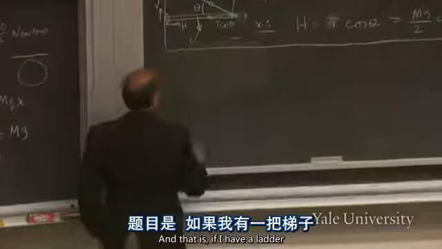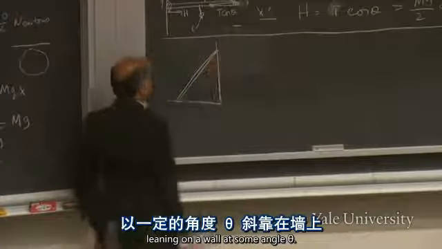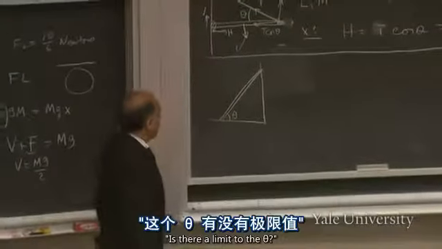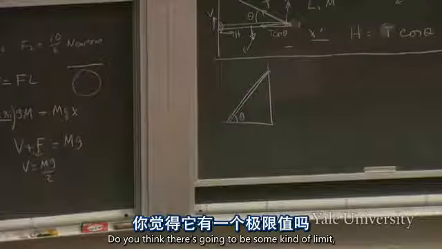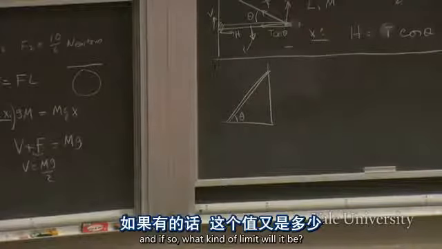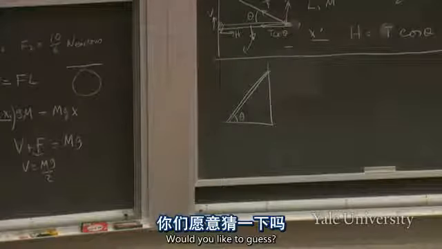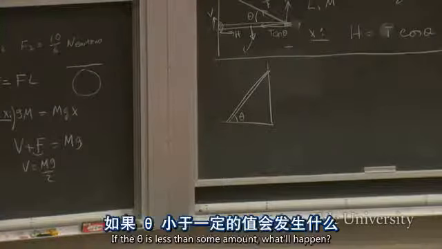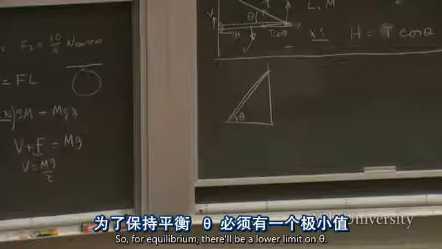And that is, if I have a ladder leaning on a wall at some angle theta, you can ask yourself, is there a limit to the theta? Do you think there's going to be some kind of limit? And if so, what kind of limit will it be? A lower limit or an upper limit? Would you like to guess? A lower limit on the theta? By that you mean what? If theta is less than some amount, what will happen? It'll fall. Very good. So for equilibrium, there'll be a lower limit on theta.